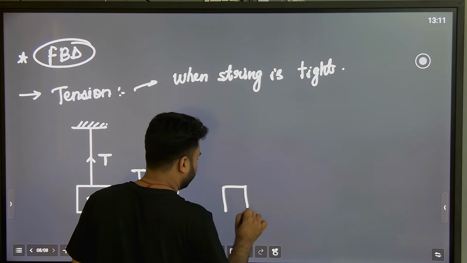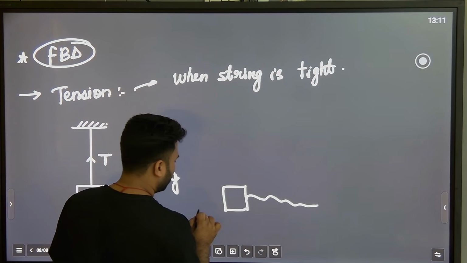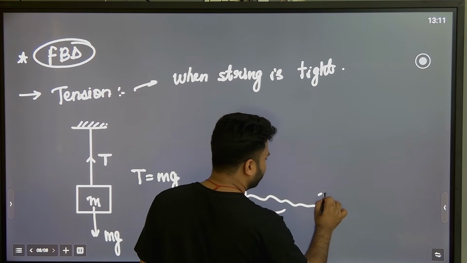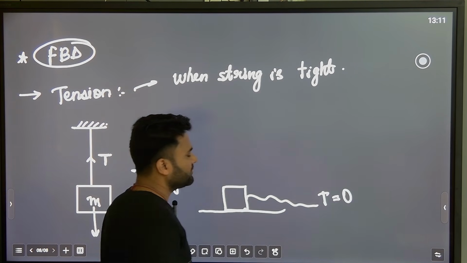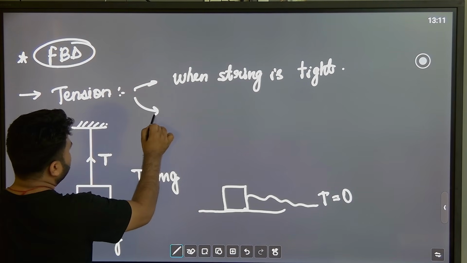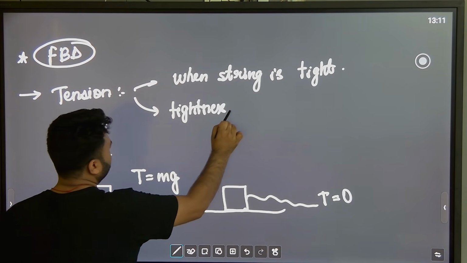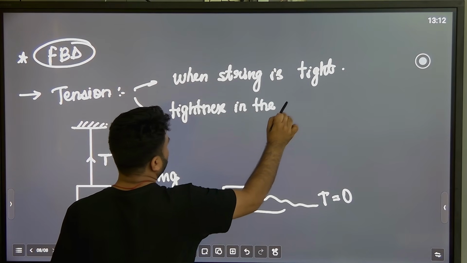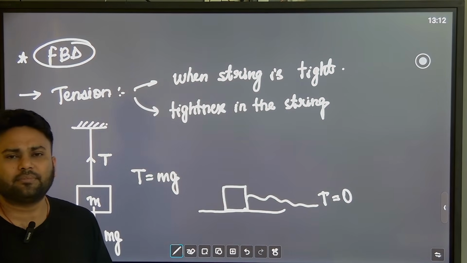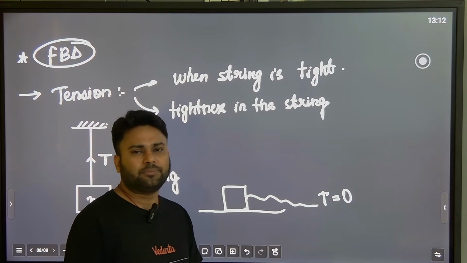Now there is one object like this and the string is like this. If someone asks what is the tension in the string, we will write 0 because there is no tightness in the string. Tension, basically, we can feel as tightness in the string, the force of tightness. Right now there is no tightness in the string, so we will say tension is 0.